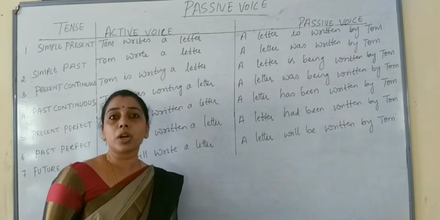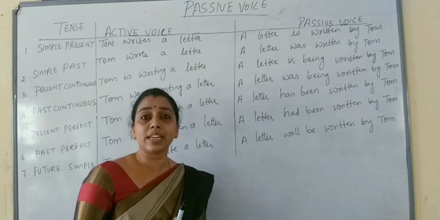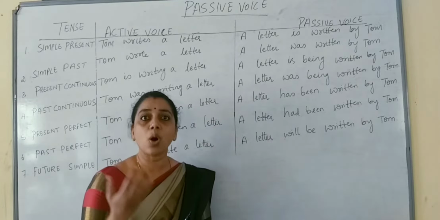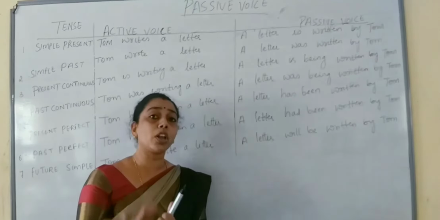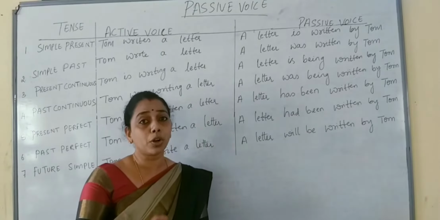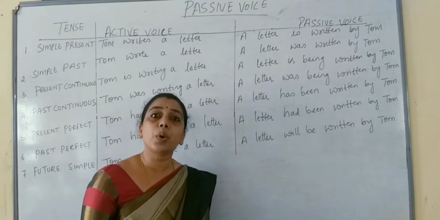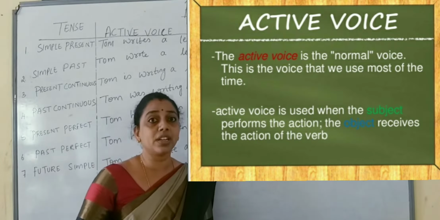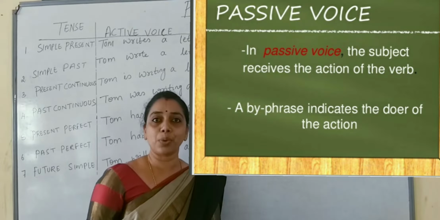So what is a voice? Voice refers to the verb which indicates whether the doer of an action is a subject or an object. See, when do you call it active? When the doer of an action is the subject, then it is considered active voice. When the doer of an action is referred to as an object, then it is considered passive voice.